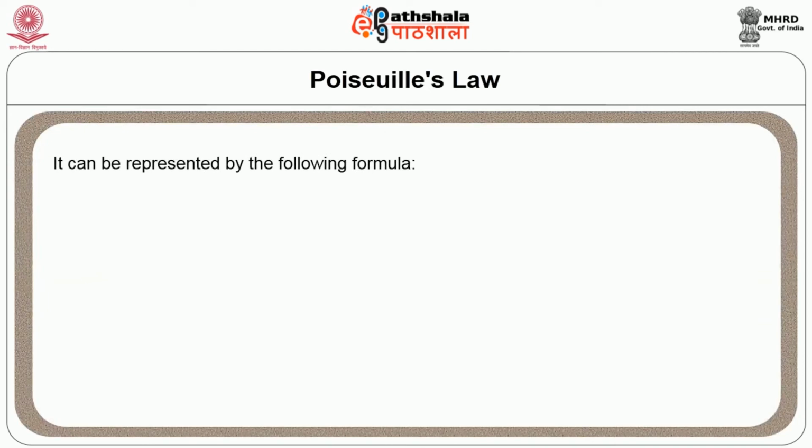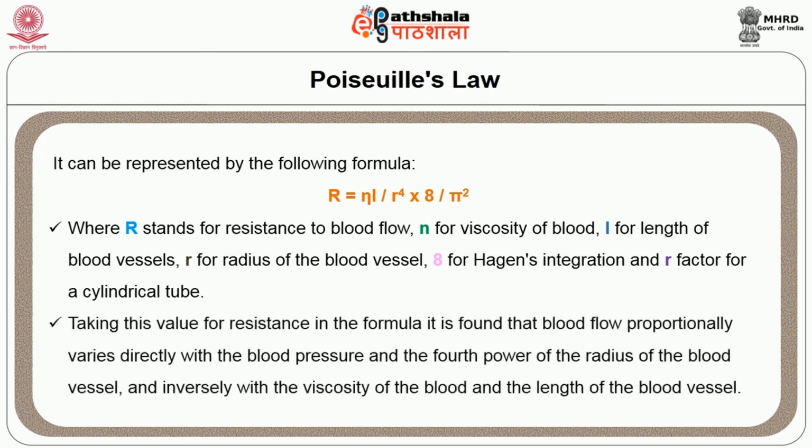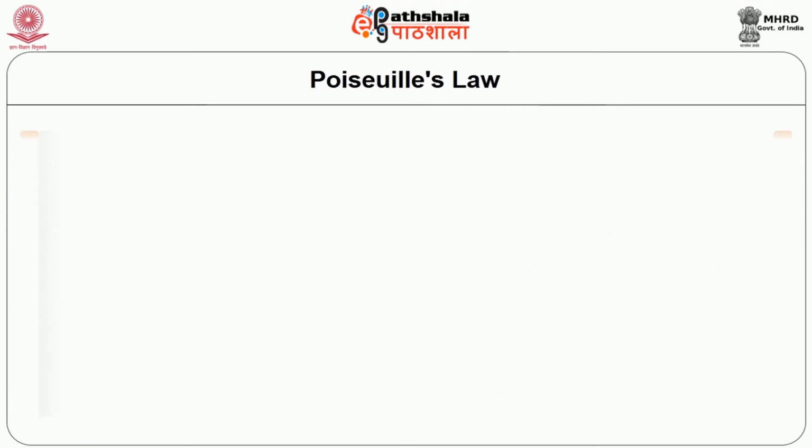It is expressed by the formula R = η × L / r⁴ × 8/π, where R stands for resistance to blood flow, η for viscosity of blood, L for length of blood vessel, r for radius of blood vessel, and 8 for Hagen's integration constant for a cylindrical tube. Taking this value for resistance in the formula, it is found that blood flow varies directly with blood pressure and the fourth power of the radius of the blood vessel, and inversely with the viscosity of blood and the length of the blood vessel.